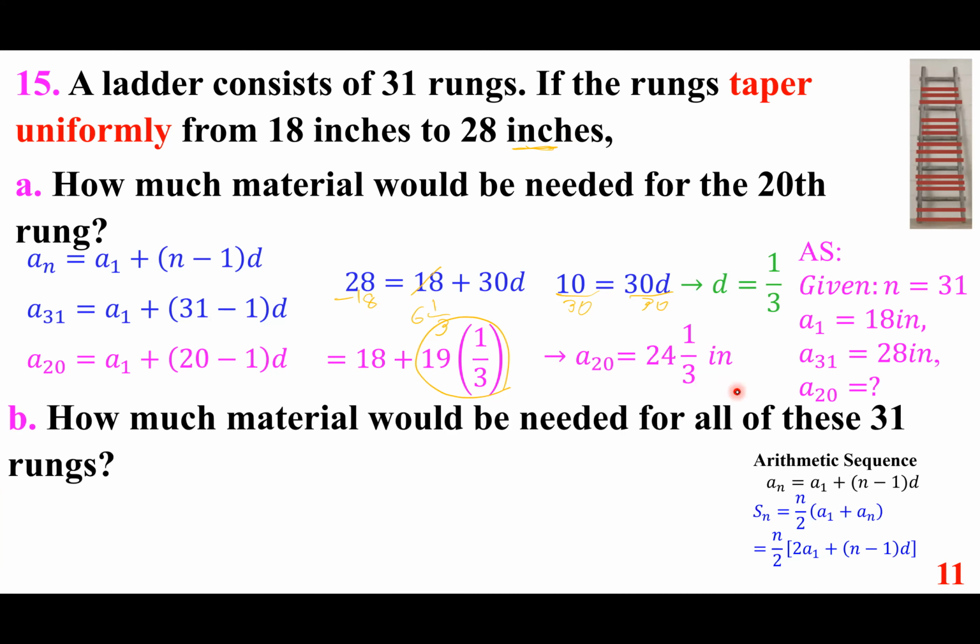How much material would be needed for all of these 31 rungs? That means we want S sub n. So since we have the first one and the last one, we can use this formula instead of this one, where a sub 1 is 18 and a sub n is 28, right? A sub 31. So we can use that. Bear in mind that in this case, n is 31, everybody.